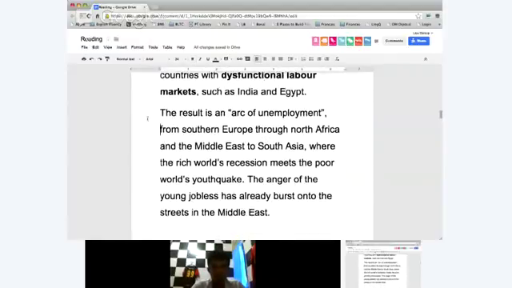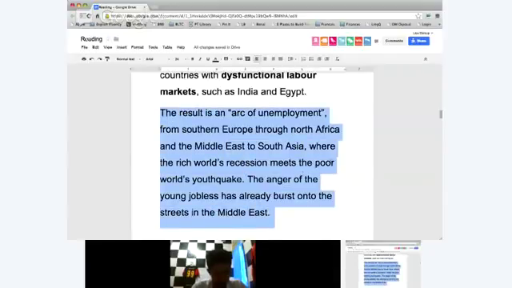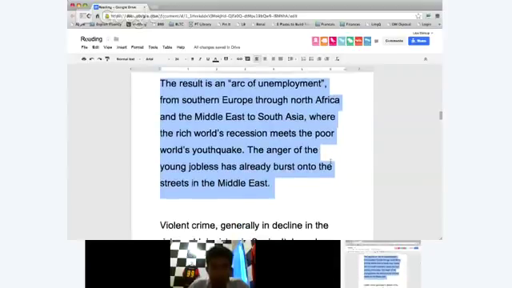The result is an arc of unemployment from southern Europe through North Africa and the Middle East to South Asia, where the rich world's recession meets the poor world's youthquake. The anger of the young jobless has already burst onto the streets in the Middle East.